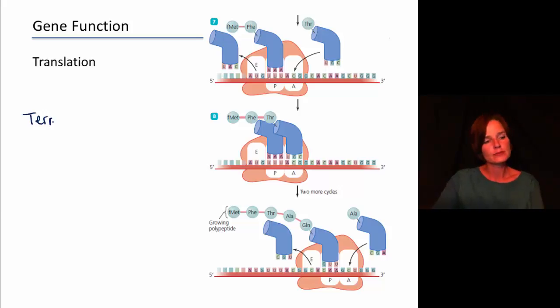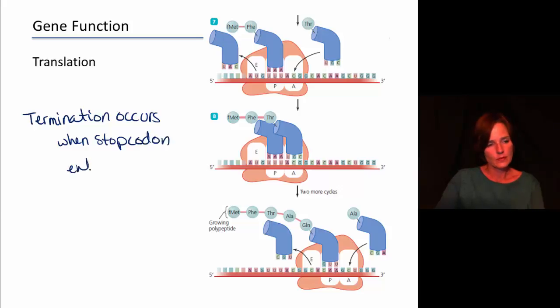So termination occurs when a stop codon enters the A site. Okay, and at that point, basically the ribosome lets go, and we've got the polypeptide that's just been made. You've got the RNA molecule, which might actually get bound and read by another ribosome, and then the ribosome is also going to go and find some other molecule to actually work on.